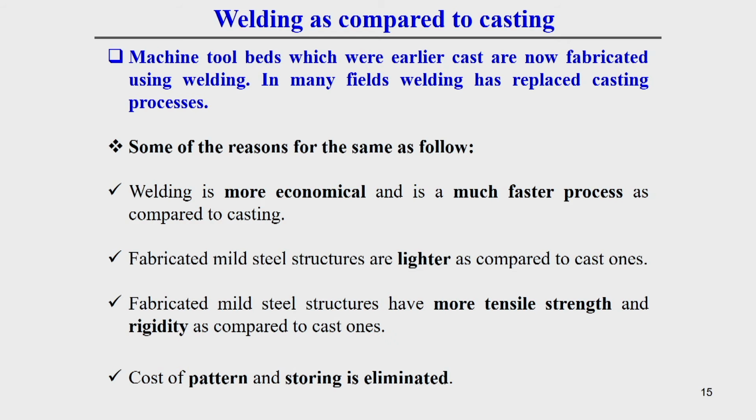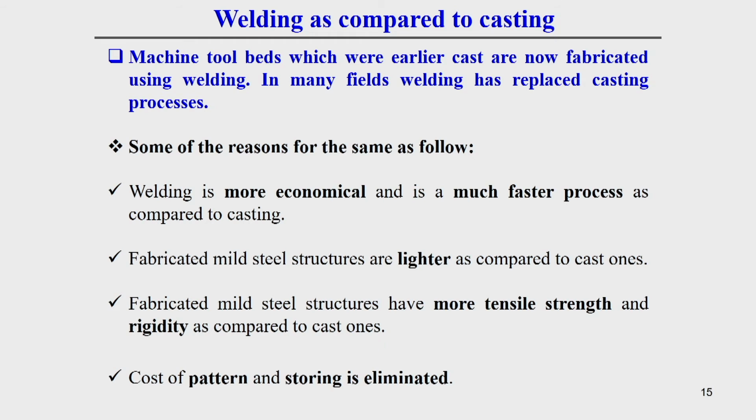Now, why is welding so important? Here we are discussing welding as compared to other joining or manufacturing processes, like welding as compared to casting as well as welding as compared to the riveting process. First we will explain welding as compared to casting. Generally, machine tool beds which were earlier cast are now fabricated using the welding process. In many fields welding has replaced casting processes.